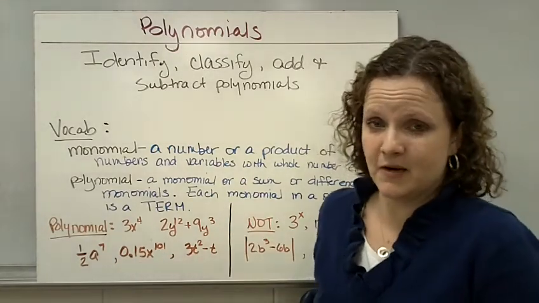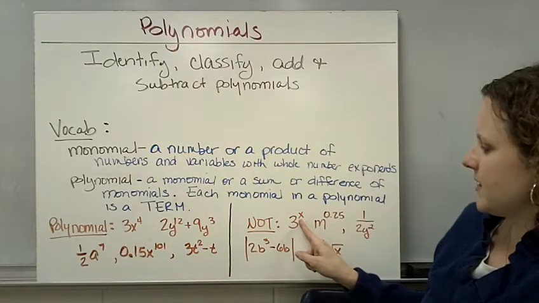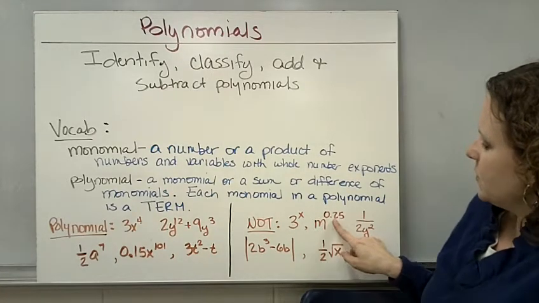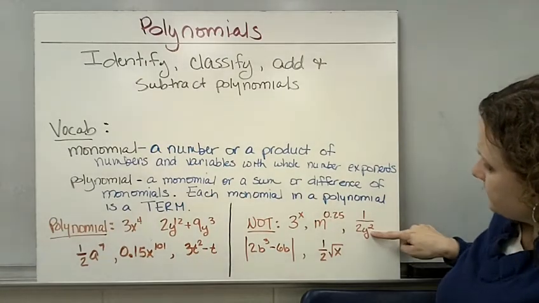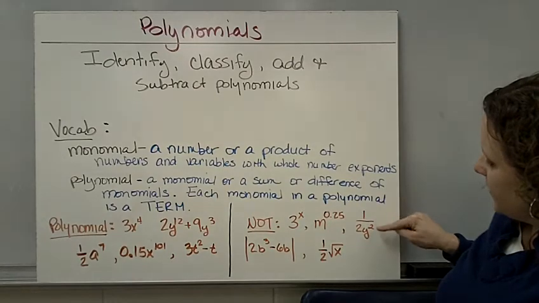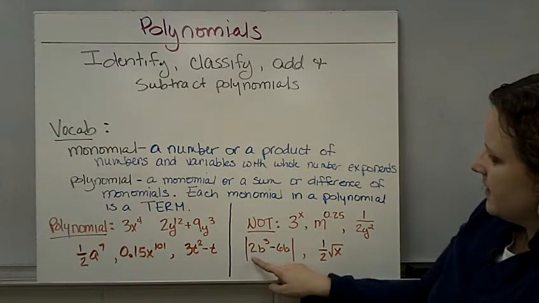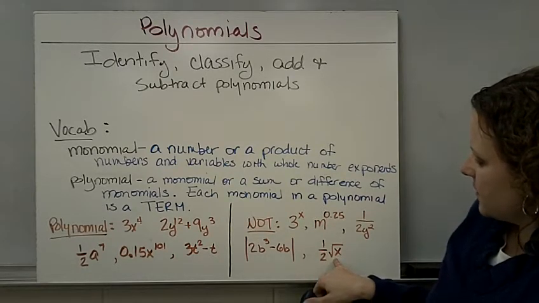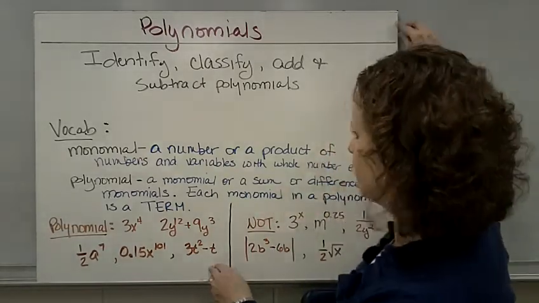Now, what is not a monomial? I have a number raised to an exponent. Can't happen. I have a variable raised to not a whole number exponent. Can't happen. Here, if I moved that y squared up to the numerator, it'd be y to the negative 2, and I can't have a negative exponent. This is the absolute value, not allowed. Square root of a variable, not allowed. Those are all not polynomials.